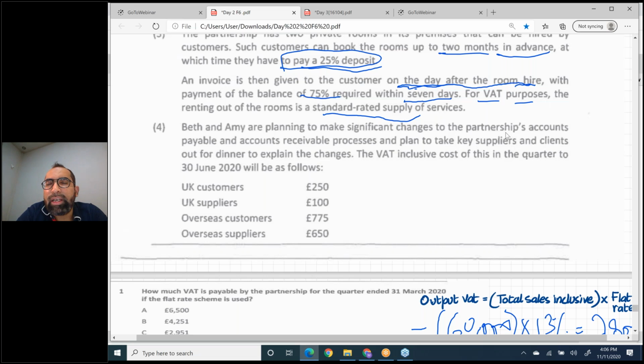Simple. Entertainment of customers and entertainment of suppliers: you cannot claim input VAT, with one exception, and that exception is overseas customers. Overseas customers only. For overseas customers, yes, you can claim input VAT. For all other entertainment of customers and suppliers, you cannot. And still, I can tell you the logic of this also.